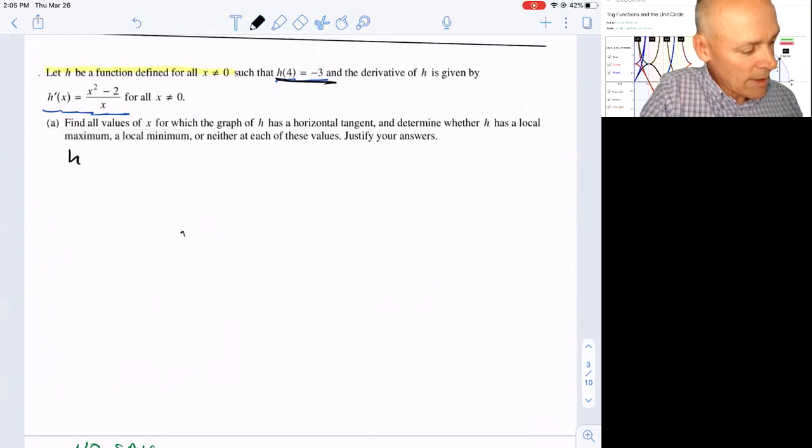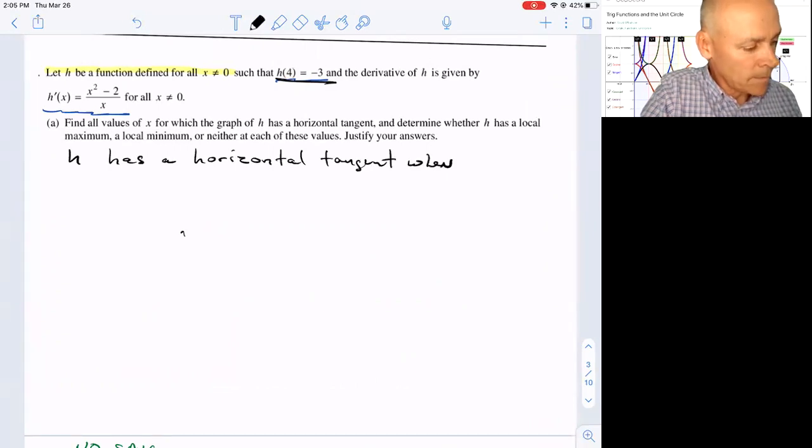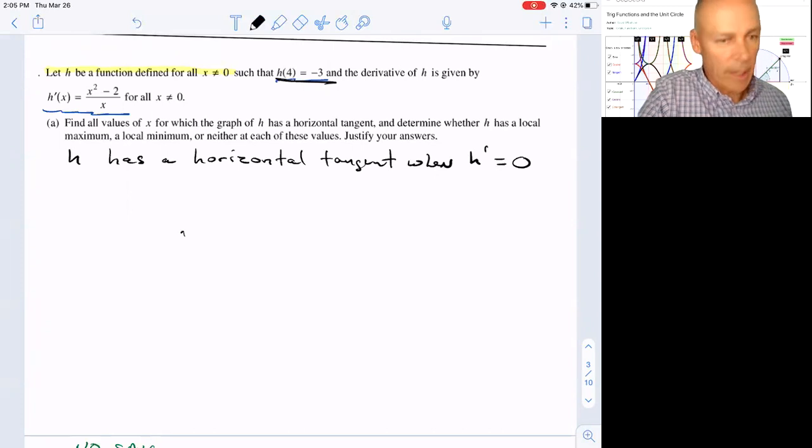H has a horizontal tangent when h prime equals 0. So what I have to do now is look and see what x values, if any, cause h prime, the first derivative, to equal 0.